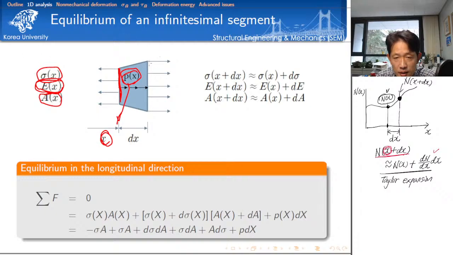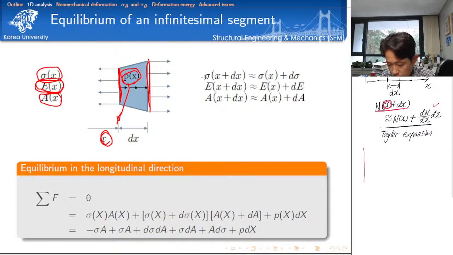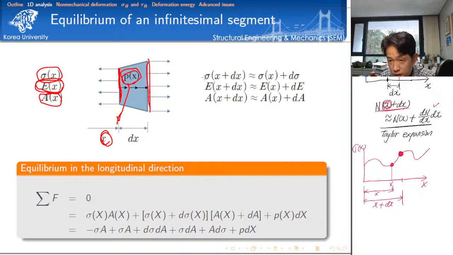And then here, we have a distributed load, the function of the coordinate x, okay? Now let's look at the right-hand side. Again, we must have normal stress, similar to the internal force, because this is a function of the x coordinate, it's changing like this. At the point x, and this is x plus dx, we'd like to approximate this normal stress value.